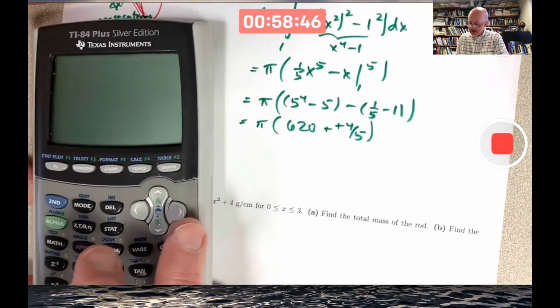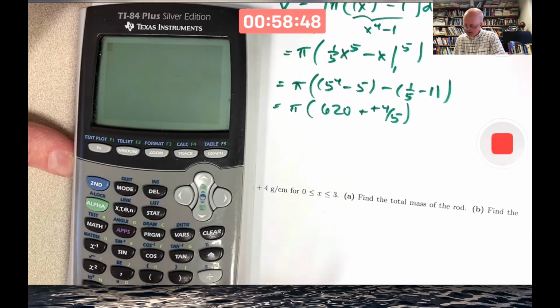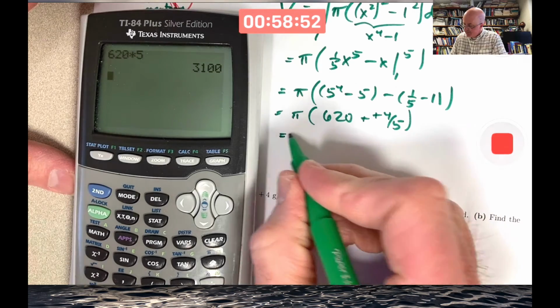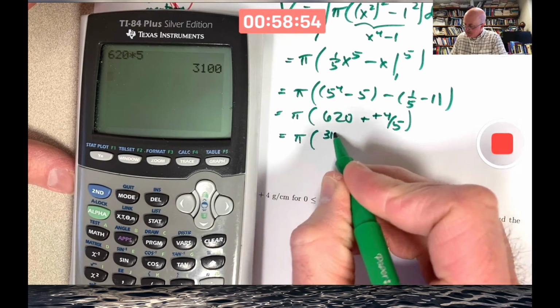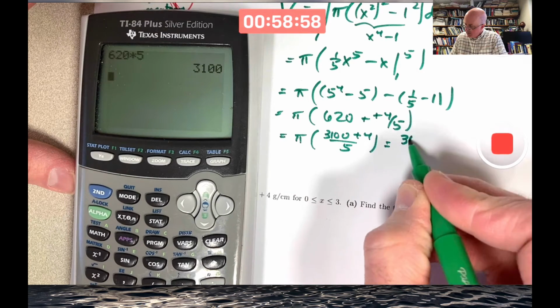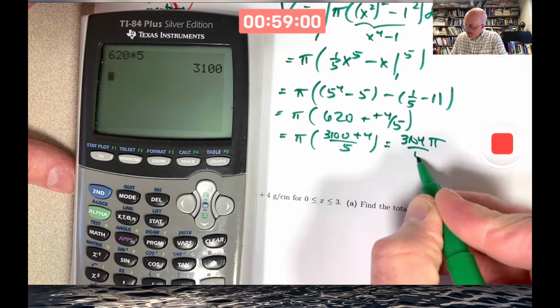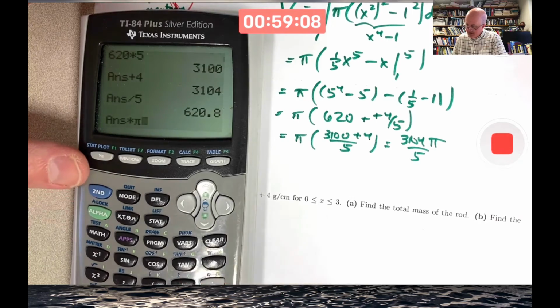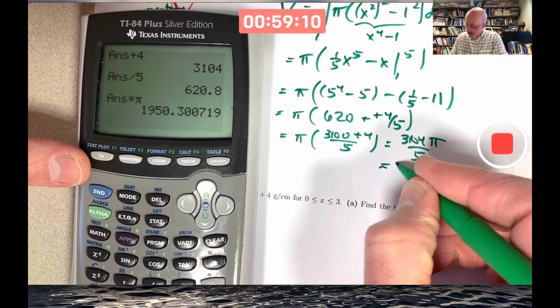Hopefully no mistakes. As a fraction over 5, 620 times 5 is 3100. Pi times 3100 plus 4 over 5, 3104 pi over 5. I'm not feeling so confident. Divide by 5 and then multiply by pi. It's about 1950. Boy, I'm not feeling confident.